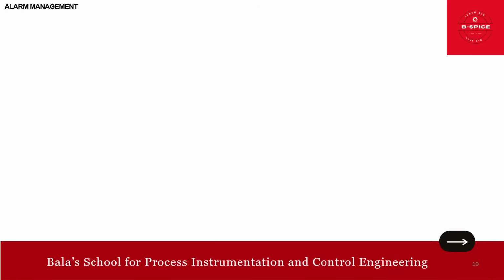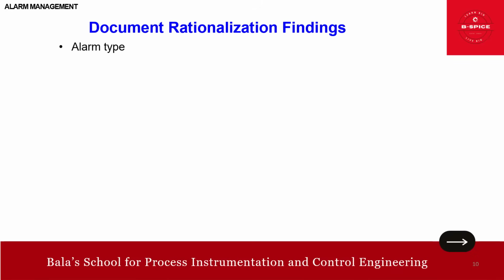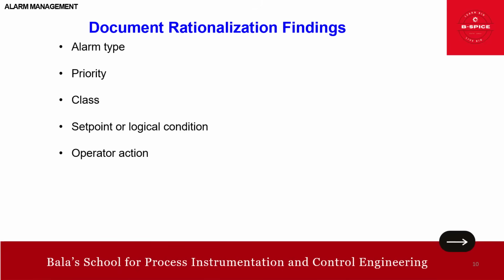Okay. Now we go into the documentation. As a minimum, we should document the following. Following in the sense, alarm type, whether it's absolute or rate of change, and the priority, the class, and the set point or logical condition, meaning off or normal. Then operator action, then consequence of inaction. If you don't do anything, then what would be the consequence? Then applicable plant state, whether it's startup or normal, or phase in a batch process, all these we need to document basically.